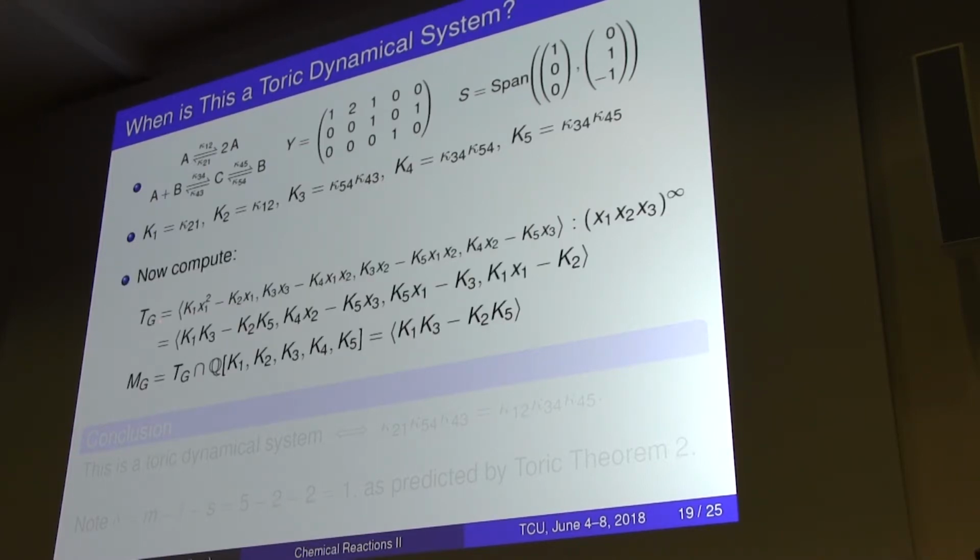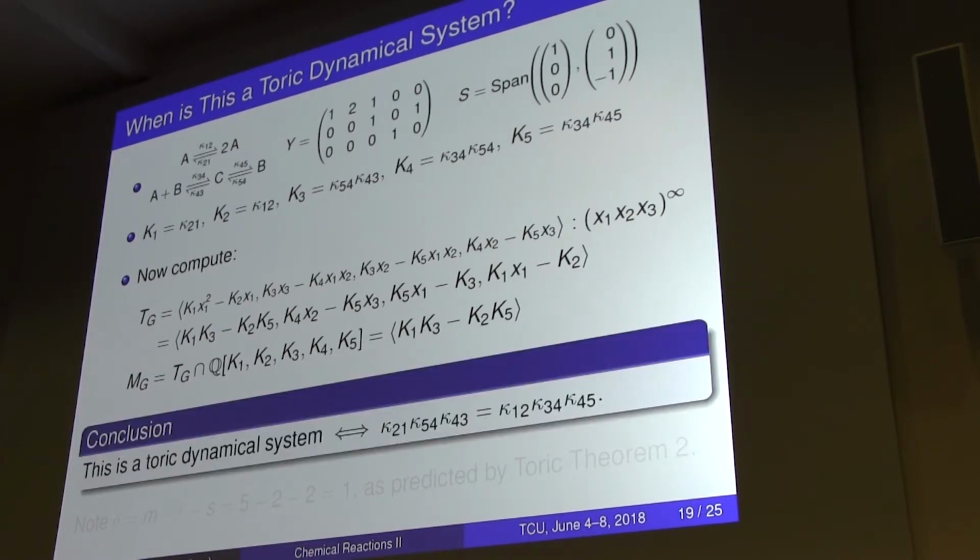So here's the first toric ideal, which I saturate, and it gives this one. Then when I eliminate, I just get that. That's the one that defines the toric moduli space. So basically it's a toric dynamical system when this vanishes, and in terms of the kappas it's just that. So you get this very pretty condition. We know exactly when this is a toric dynamical system.